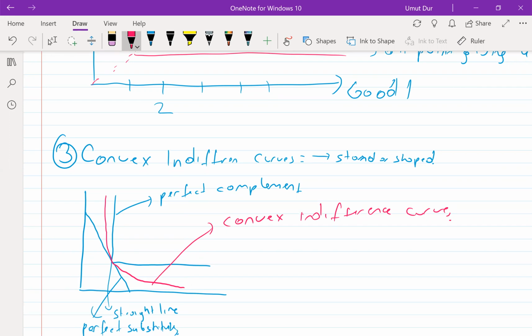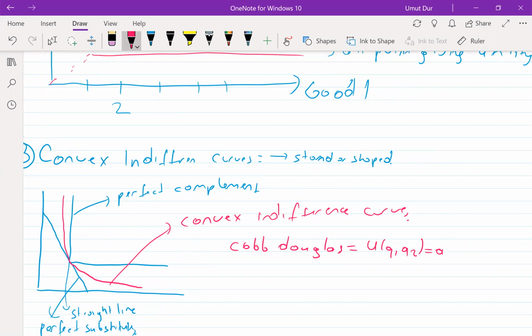The ones that we will be interested in are two of them. The first one is the Cobb-Douglas. So U(Q1, Q2) is equal to A times Q1 to the alpha times Q2 to the beta. Here A, alpha, and beta are constants.